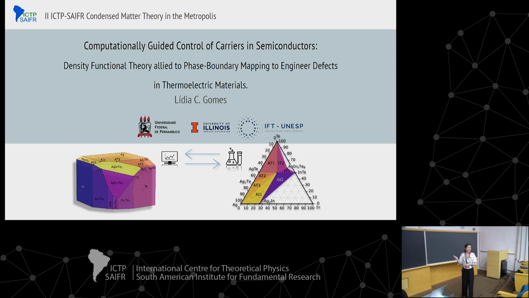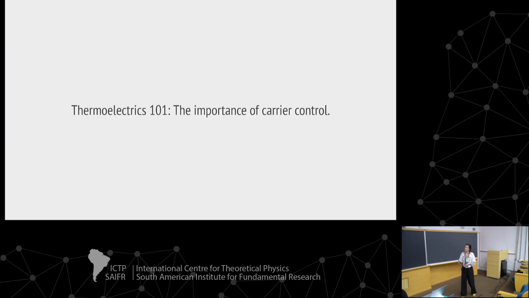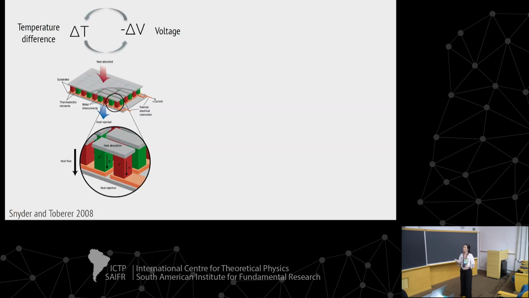Today we'll talk a little bit about our computational efforts on trying to understand and control carriers in complex semiconductors. We have been doing this using density functional theory predictions, combined with an experimental technique called phase boundary mapping, in order to understand and engineer defects to optimize properties of thermoelectric materials. I start with a very quick overview about thermoelectrics and why we care about carrier control.